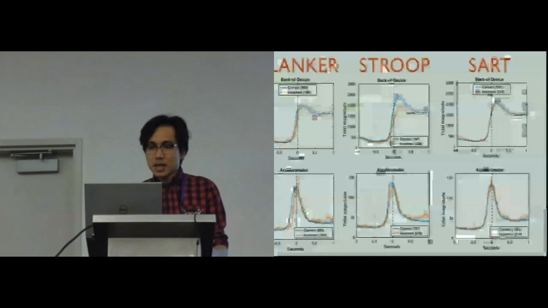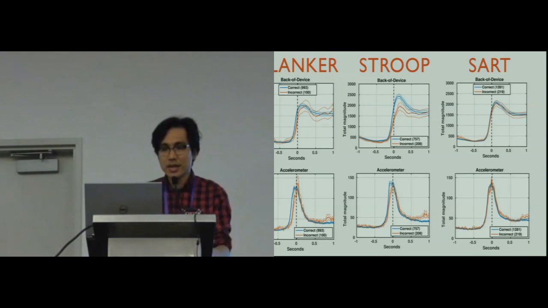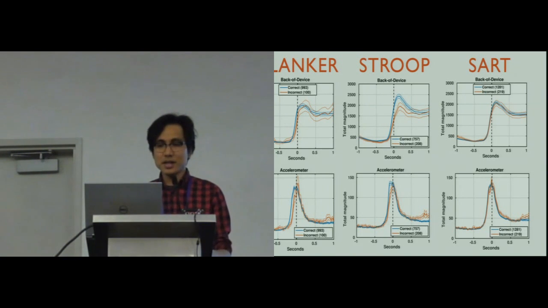All right, shown here is the average of the swipe time series from all participants for both sensors between 1 second before and after the feedback. The vertical dashed line is the feedback time, and the red and blue lines denote the incorrect and correct swipes made by the participants. As we can see here, the difference between correct and incorrect swipes is quite clear in the Stroop task, for both back-of-device data and accelerometer data. It's also clear that the differences appear at different times for back-of-device and accelerometer data.